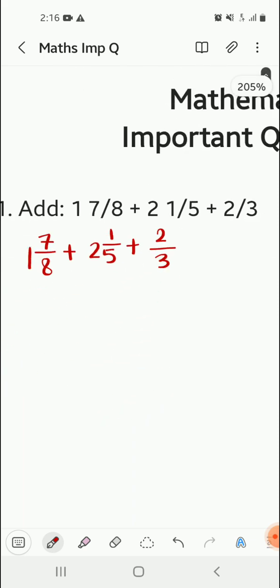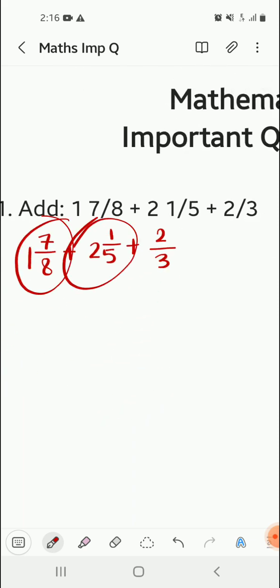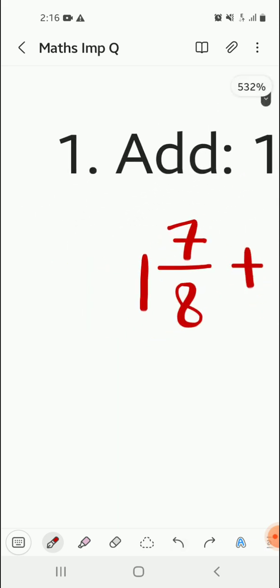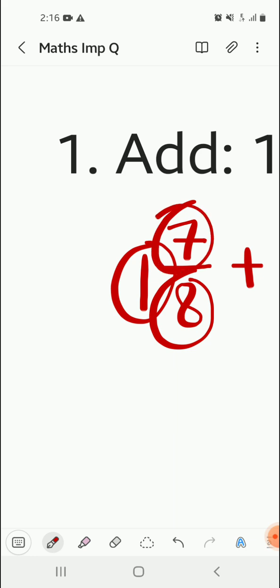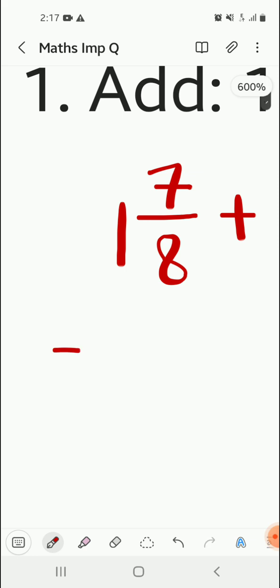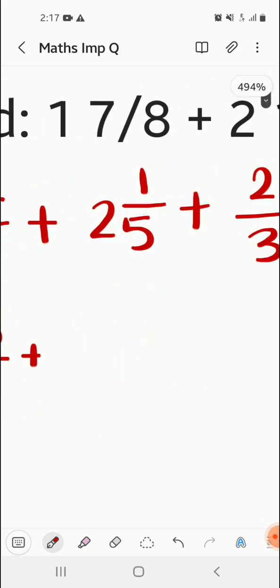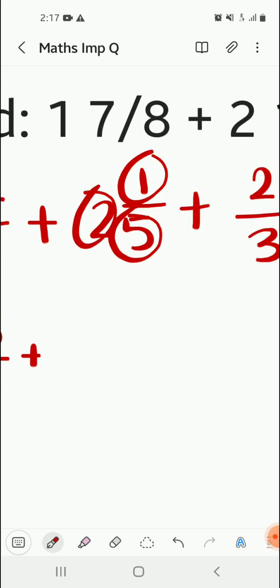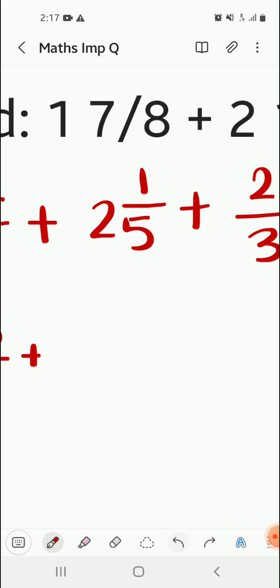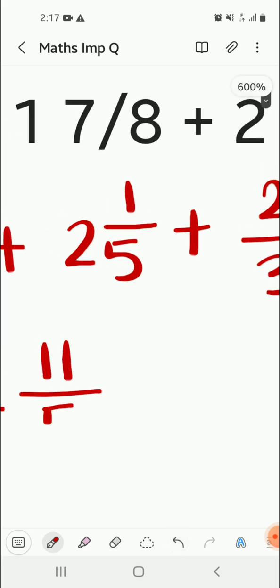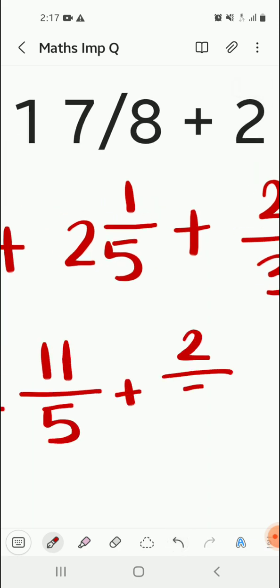Now, this is the question. We have to convert these mixed fractions into improper fractions first. So let's do it. The formula is 8 into 1, 8 plus 7, 15. So this becomes 15 by 8 plus, again convert this also. This is 5 into 2, 10 plus 1, 11. So this becomes 11 by 5 plus 2 by 3.